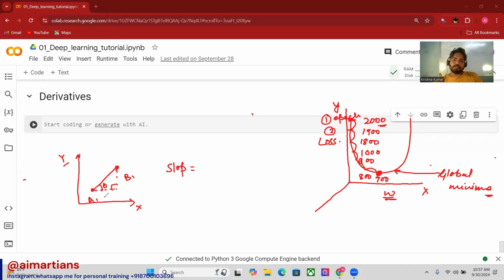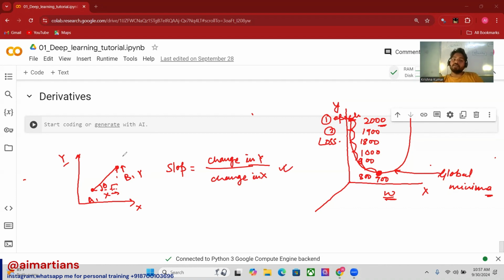Let's say this is my x-axis and this is my y-axis, this line and this line. So the slope is change in y upon change in x. This is very simple, right, to calculate slope. But think about it.